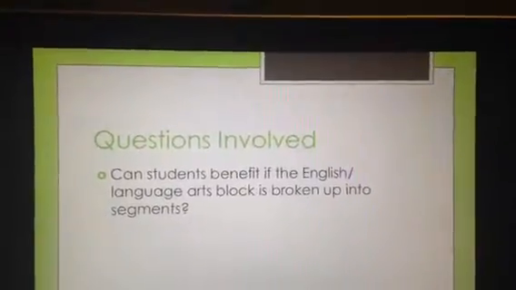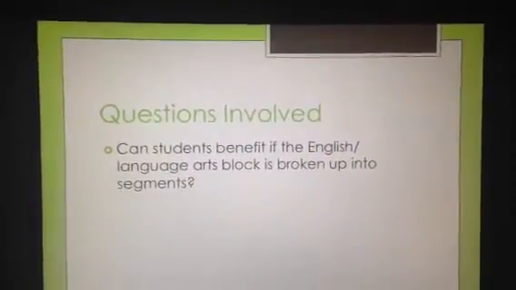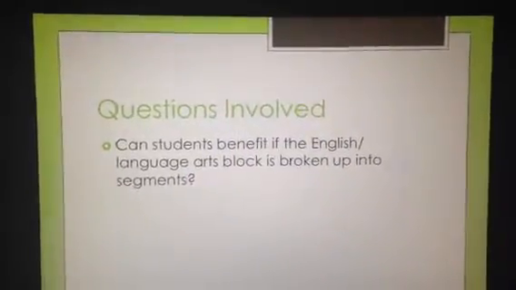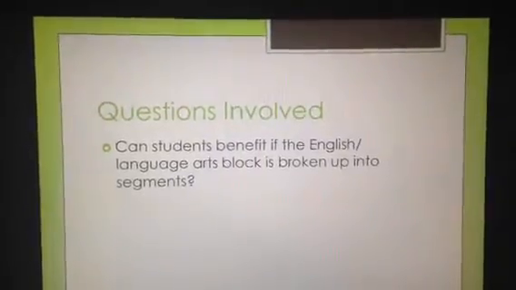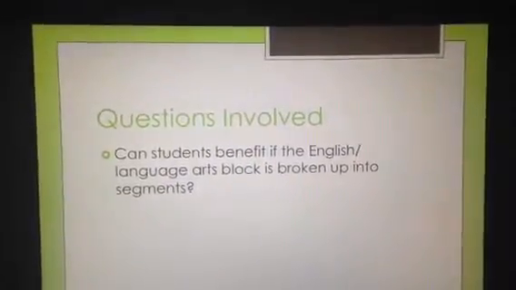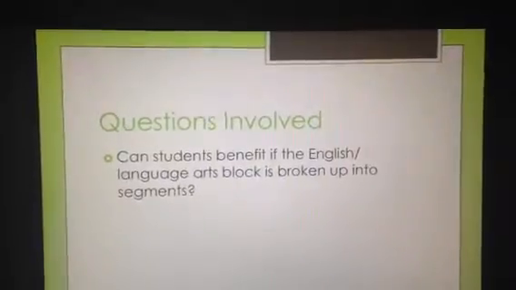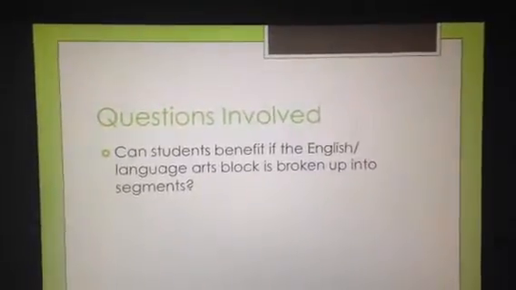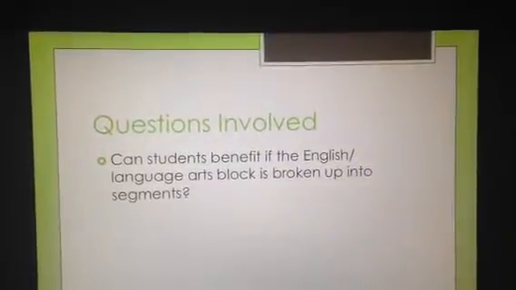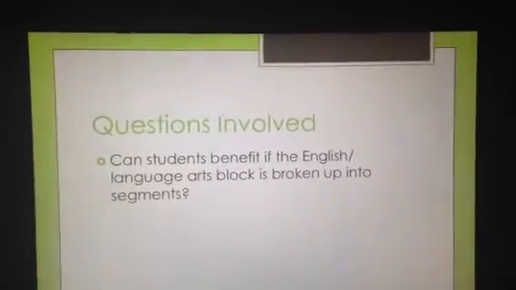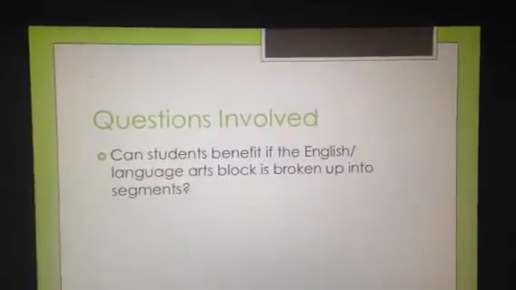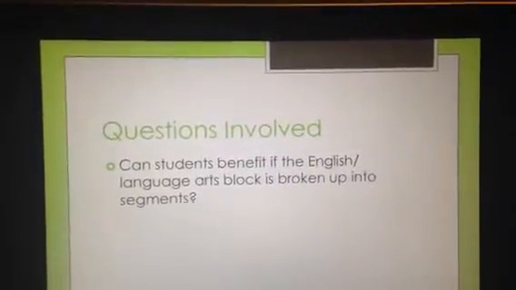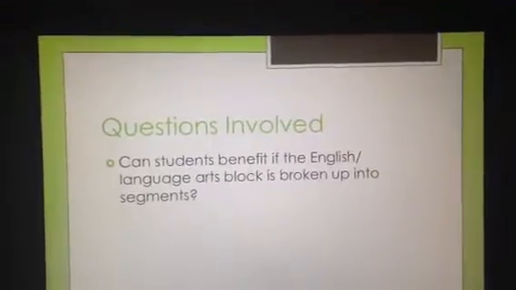Method for the first question, which is, can students benefit if English Language Arts blocks are broken up into segments? The researcher will begin by analyzing data to answer the first question presented above. In order to answer the question, the researcher must use different types of data to analyze and observe the behaviors of students in the English Language Arts classroom. The researcher will begin research by collecting pre- and post-tests from the students in Ms. Thompson's class. This type of research is considered quantitative.